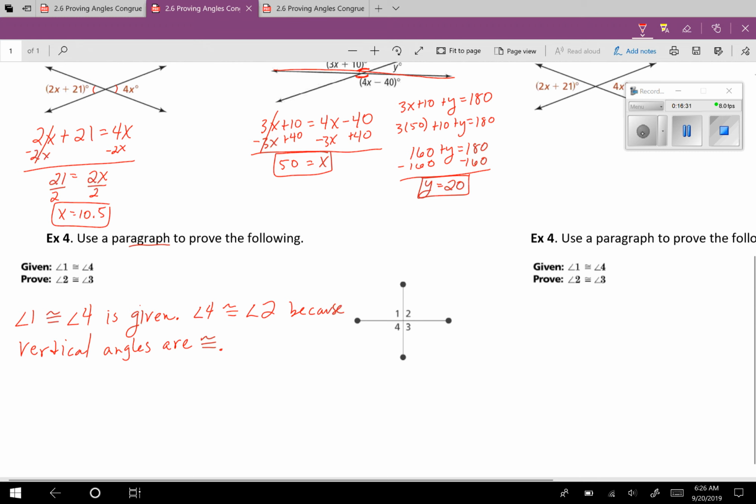property here. So we're going to move around here. We're going to get to angle 3 there. Okay, because that's what we're trying to prove, is that angle 2 is congruent to angle 3. So since angle 1 is congruent to angle 4, and angle 4 is congruent to angle 2, we can conclude that angle 1 is congruent to angle 2 by the transitive property.